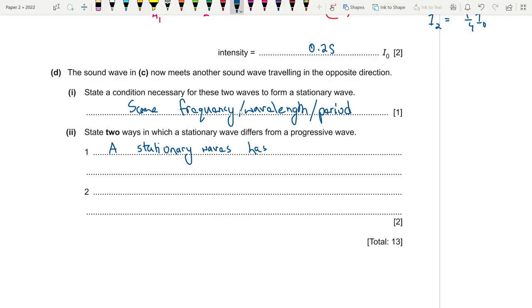Firstly, a stationary wave has nodes and antinodes, which means that amplitude varies. Remember that for a progressive wave, amplitude is constant throughout the whole wave. But for a stationary wave, amplitude varies in different points of the wave, okay? So a stationary wave has nodes or antinodes, and a progressive wave does not.